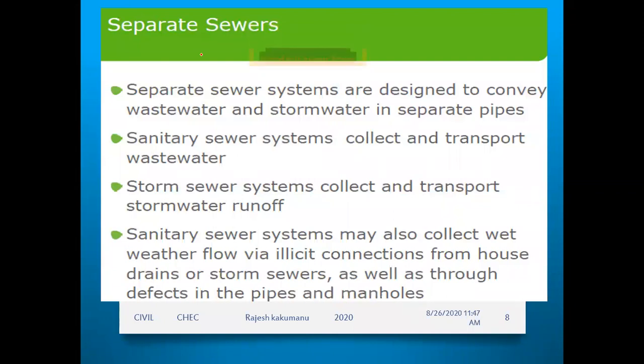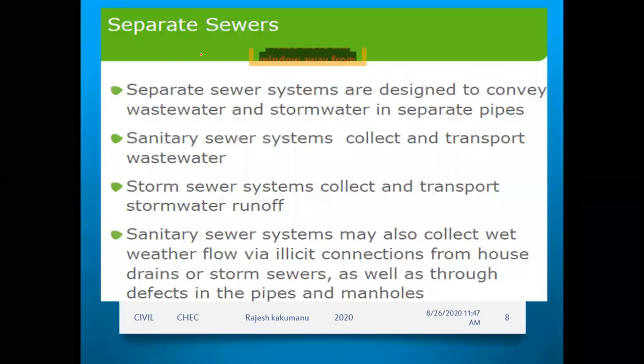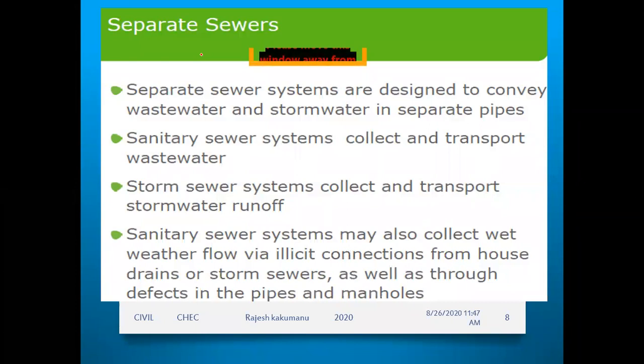Next, the second one is separate sewer systems. What's happening in the separate sewer systems? What happens in the combined sewer, here the reverse happens, right? The separate sewer systems are designed to convey the wastewater and stormwater in separate pipes. So something like this can be a fourth year project.